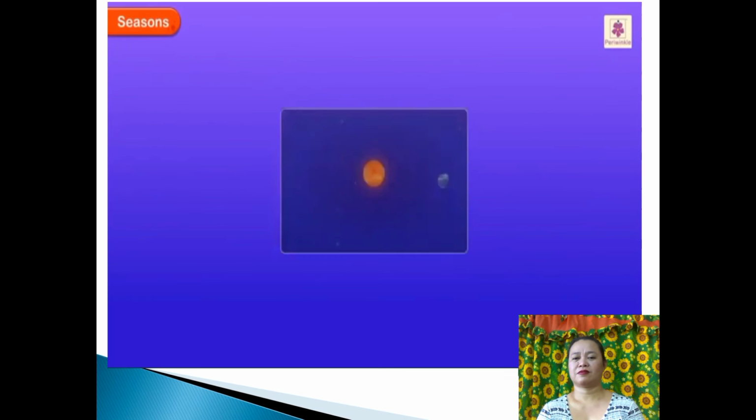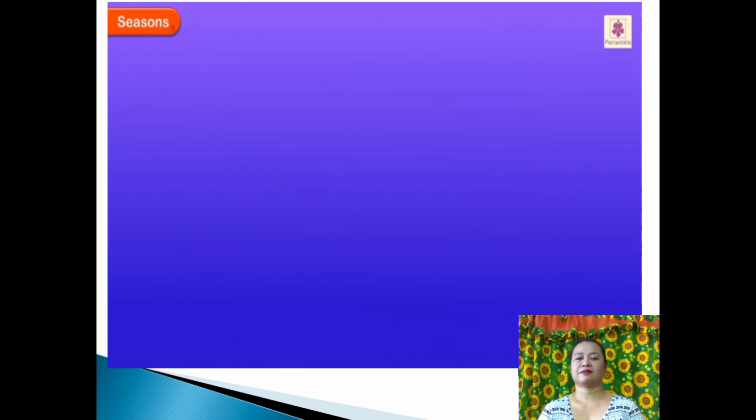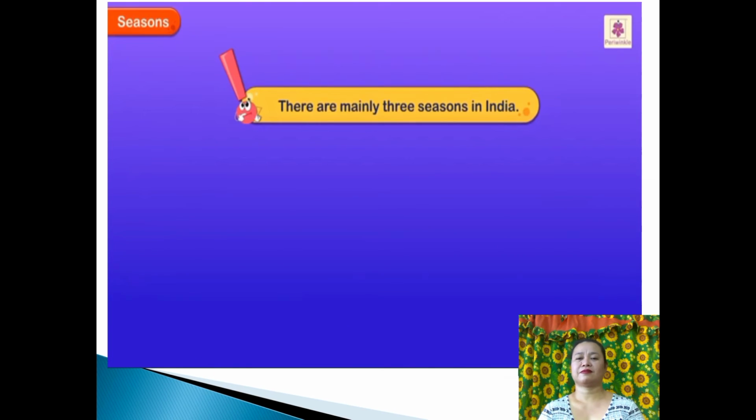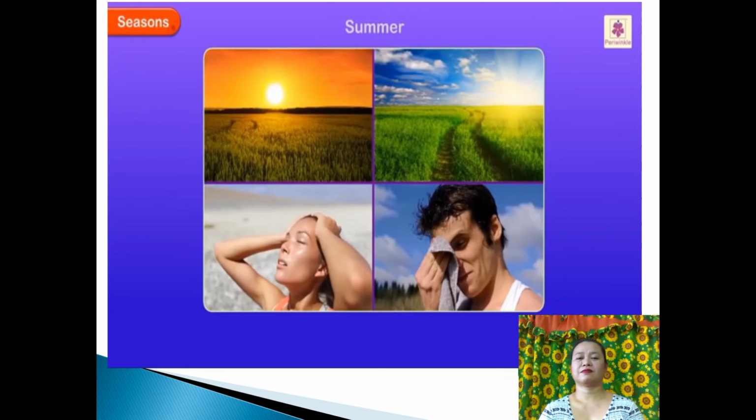Seasons. The seasons of the earth occur because of the rotation of the earth on its axis and revolution around the sun. There are mainly 3 seasons in India: summer, monsoon, and winter. Summer. From March onwards, it grows hot. March, April, and May are the summer months.